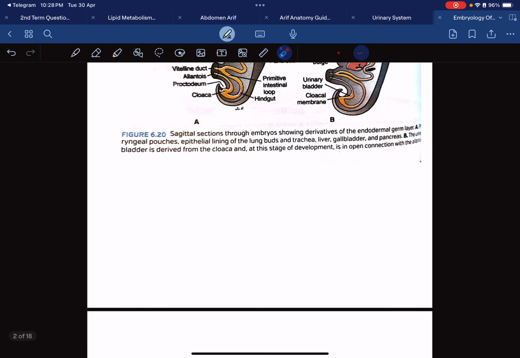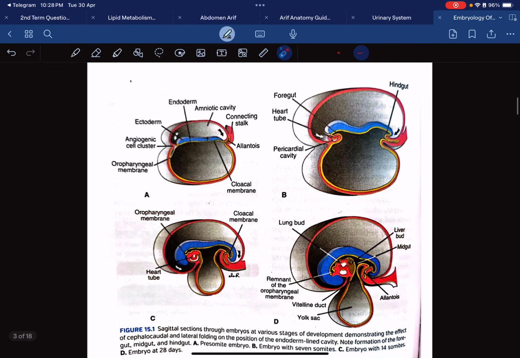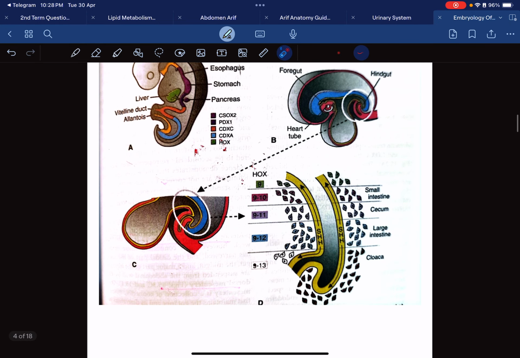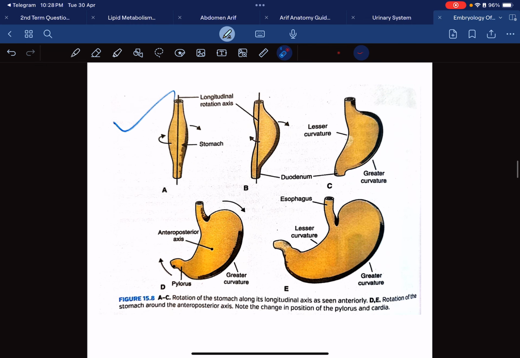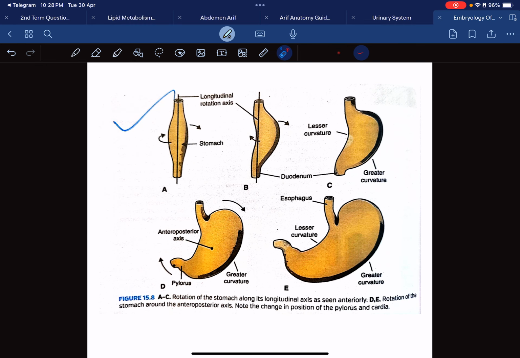the rotation of the GIT. So the diagram that we need is this. This is the diagram. Okay, this is the diagram. The diagram, formation of the primitive gut, we have the foregut, midgut, and the hindgut.